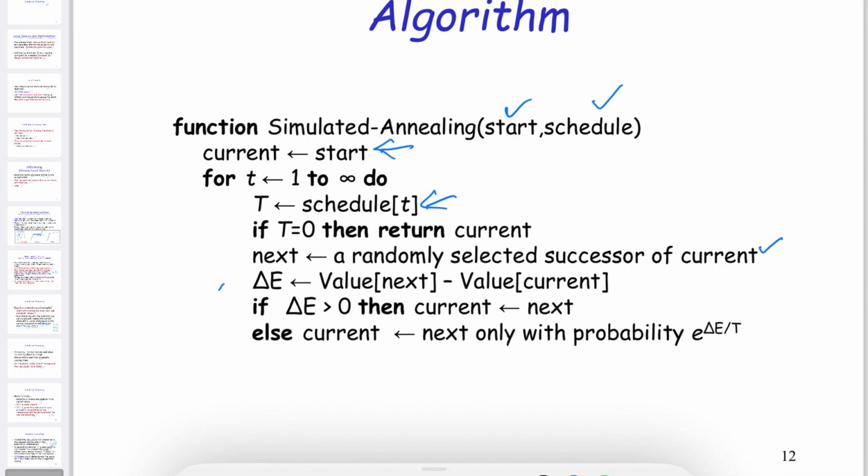Suppose the next value, if I want to have 99.5, and what is the current value, so that way we can cool down. So that's what we have as delta E. If delta E is greater than 0, then next is allocated to current. So that means if it is greater than 0, it is allocated the current state. Else, current becomes next only with the probability e to the power delta E by T.